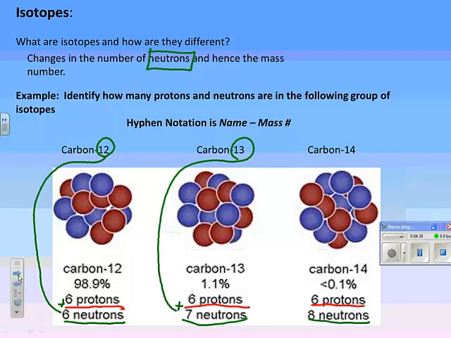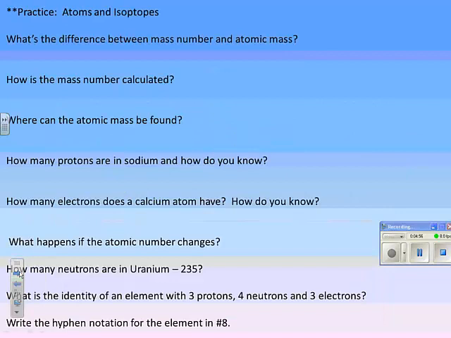Okay, so this little dash is the mass number, which is protons plus neutrons. Something you should go ahead and learn right off the bat. So now here's your practice. Most of these you should be able to know.